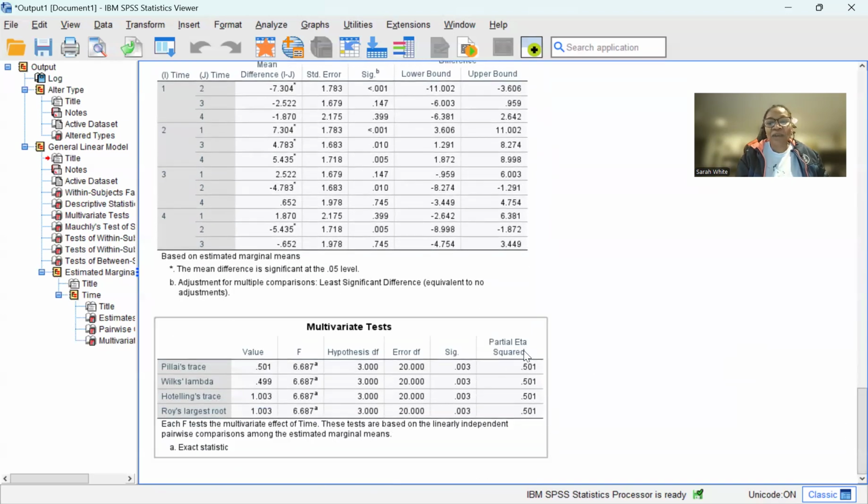And again, we've got our partial eta squared down here telling us that the effect size here is quite large when we look at other partial eta squared values and look at the effect size.